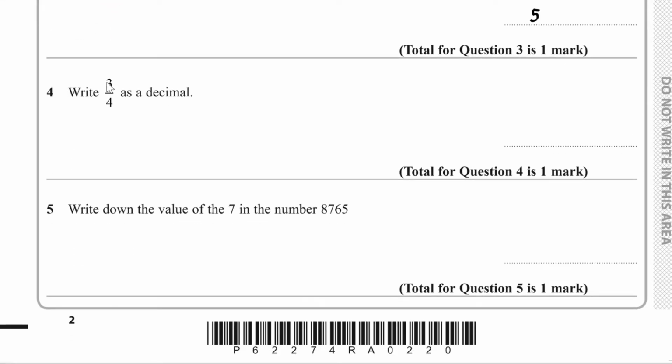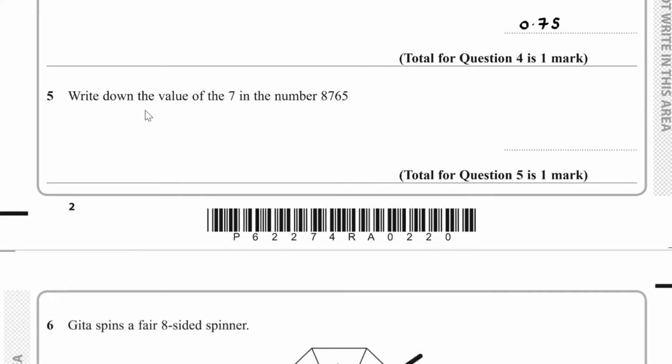For question 4, we have to write 3/4 as a decimal. Well, 3/4, that's a standard decimal, which we should know. That's 0.75. And question 5, we have to write down the value of the 7 in the number 8765. Well, this 7 over here corresponds to the hundreds, and therefore the 7 is represented by the 700.